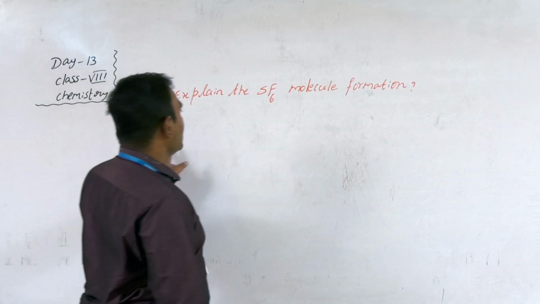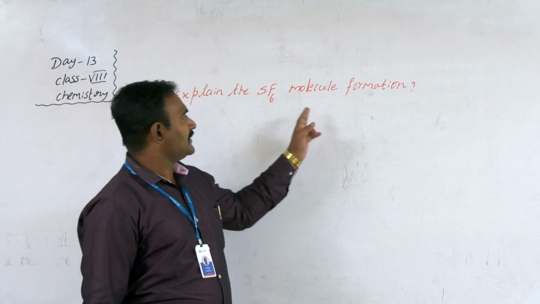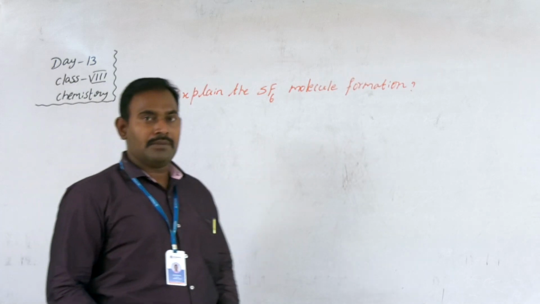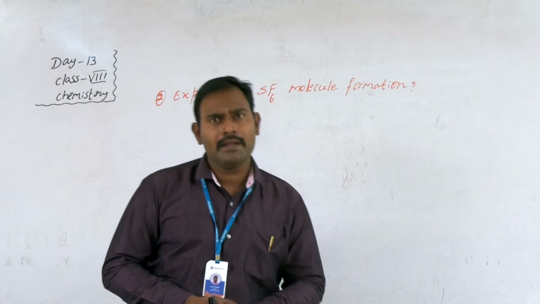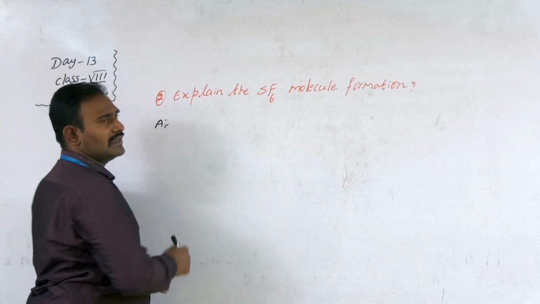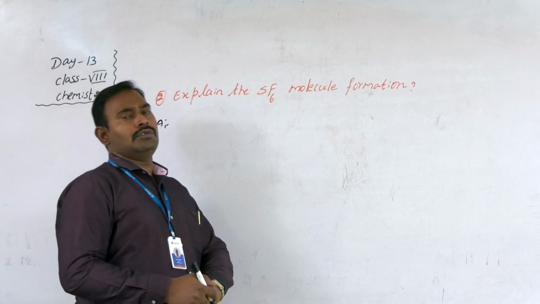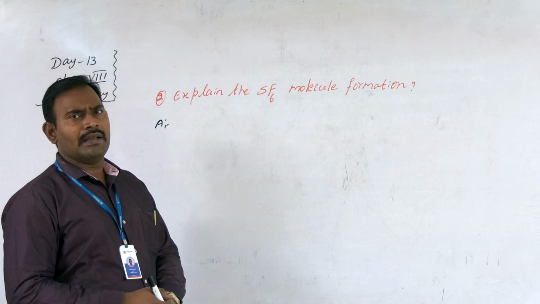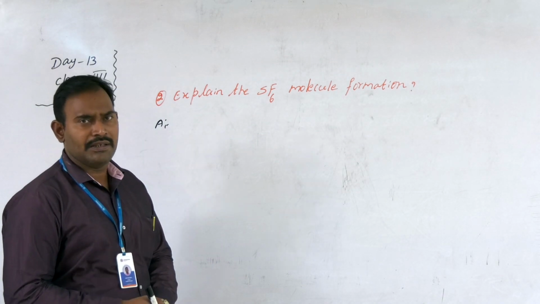Second question, explain the SF6 molecule formation. So here sulfur is the central atom, fluorine atoms are the surrounded atoms. Now coming to the hybridization of sulfur here, sp3d2. So the geometry of the molecule is octahedral and the bond angle will be 90 degrees.